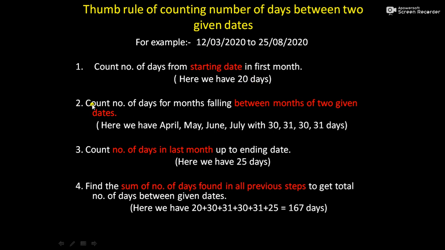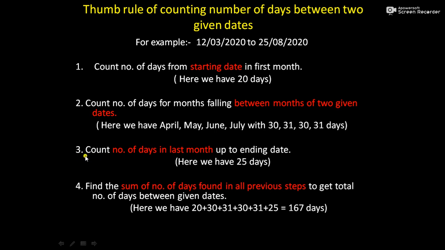And then the next step, count the number of days for the months falling between the months of the two given dates. So here we see it is March and it is August. So between March and August, in which months do we have days? We have April, May, June, July. So we have these 4 months, and we have to count the number of days in them. In April we have 30 days, in May we have 31 days, in June we have 30 days, and in July we have 31 days. So we have to count them.